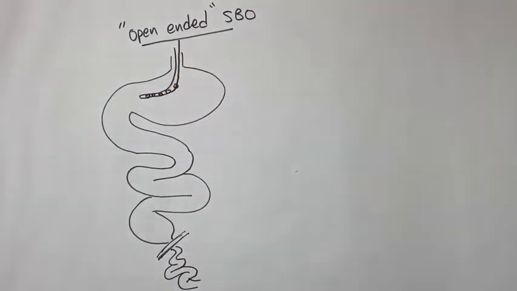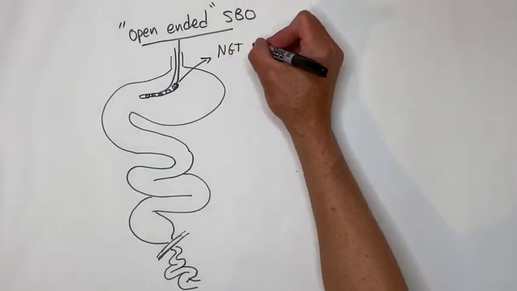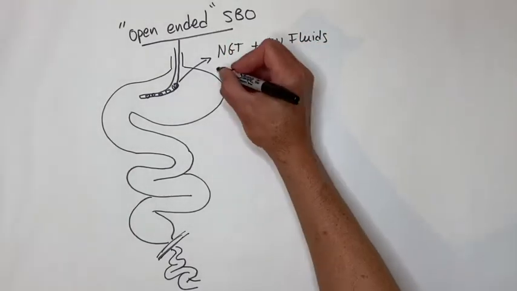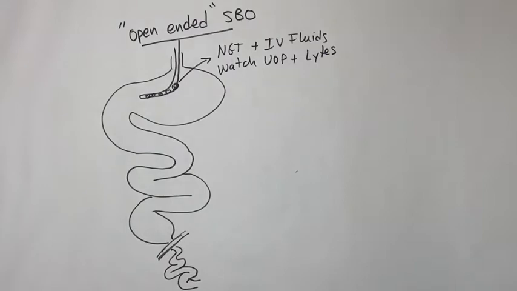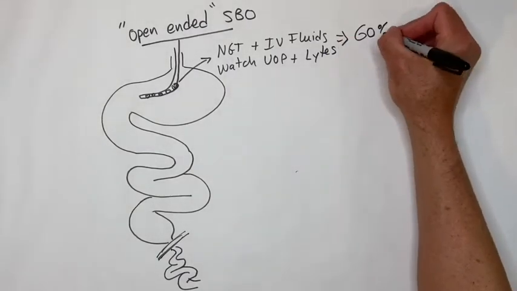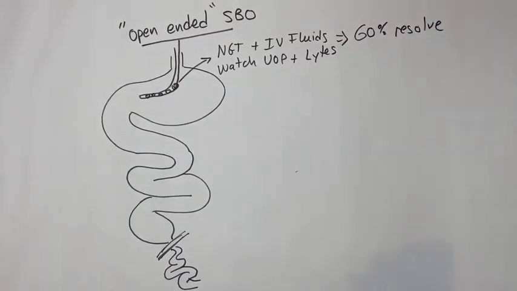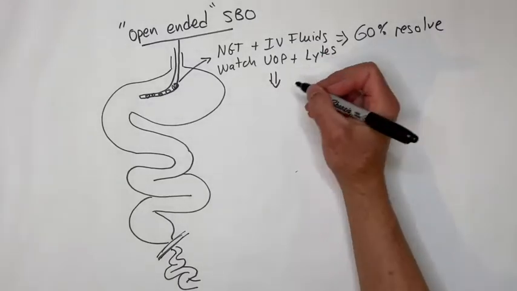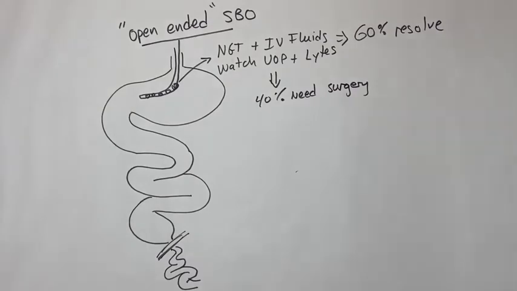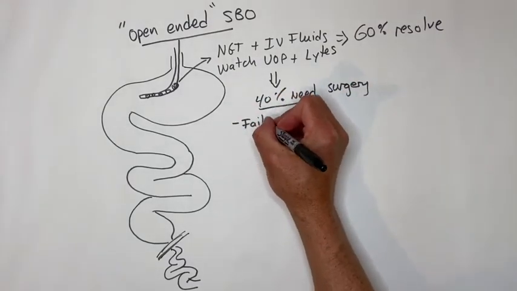These are the ones that should be treated initially with NG tube, IV fluids, watch for good urine output, and correct the electrolytes. Roughly 60% of small bowel obstructions will resolve on their own with conservative measures. Deciding what small bowel obstruction needs surgery is somewhat of an art. Some pearls and basic rules should be as follows.